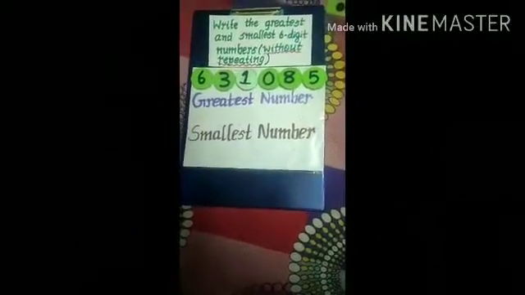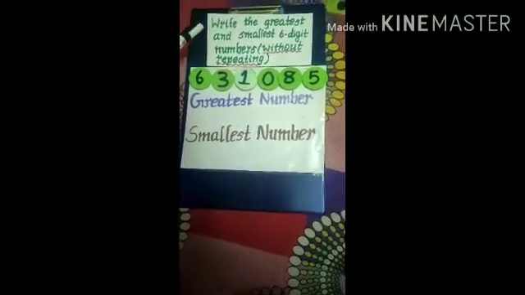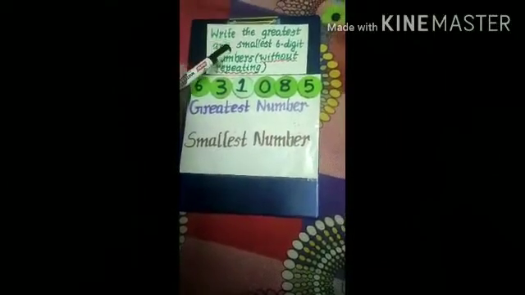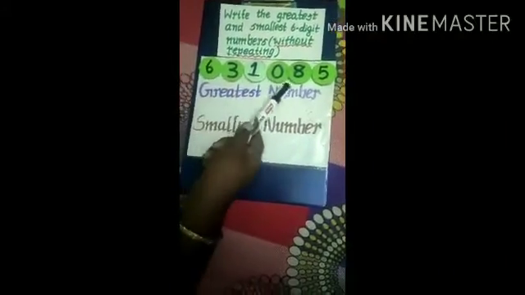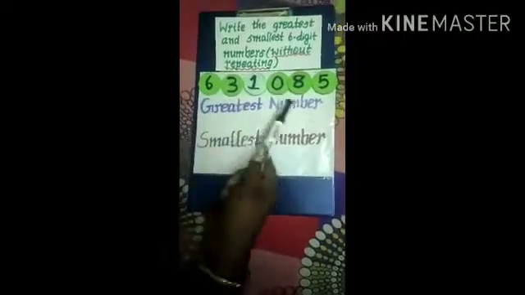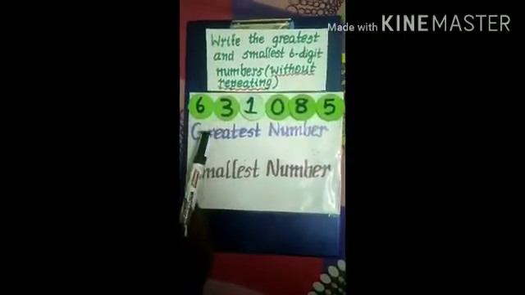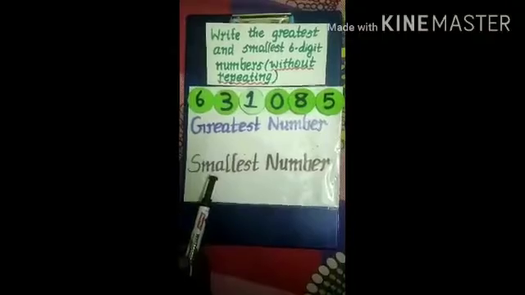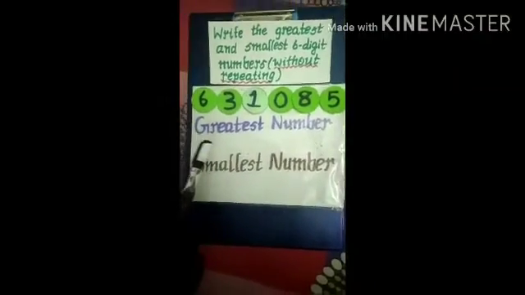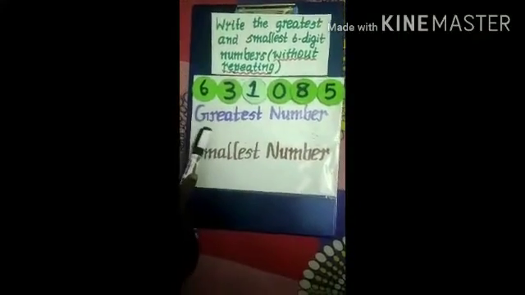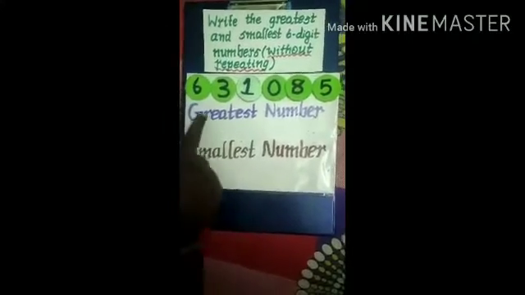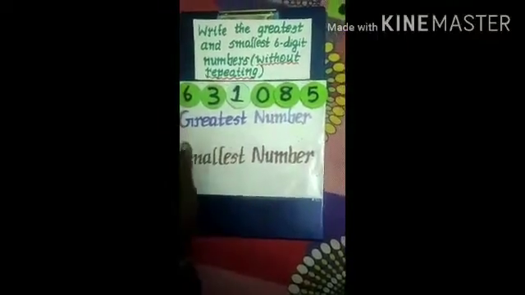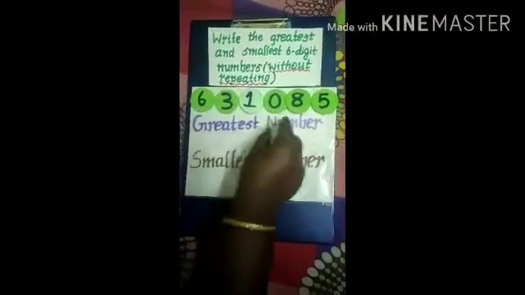Now let us try another example. Write the greatest and smallest 6-digit numbers without repeating. So here there are 6 digits. Using the 6 numbers, we have to form the greatest number and smallest number. For greatest number, what you have to do? You have to arrange in descending order. So first, descending order means big to small number. Which is the biggest number here?